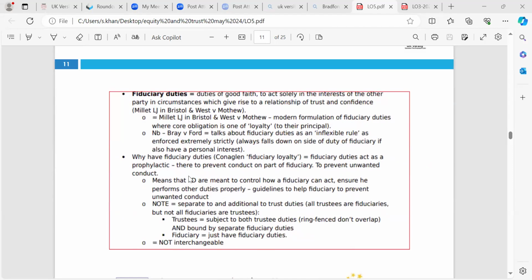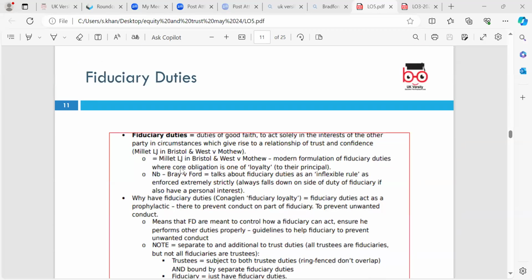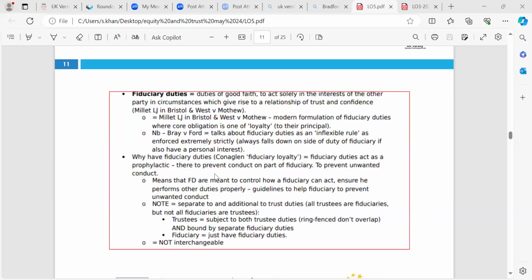So again, looking at the trustees' duties, fiduciary duties of good faith. This was in the case which I mentioned of Bristol and West v Mothew, and what was identified in that. Why have fiduciary duties? Fiduciary duties act as a prophylactic. They are to prevent misconduct on the part of the fiduciary and to prevent unwanted conduct.